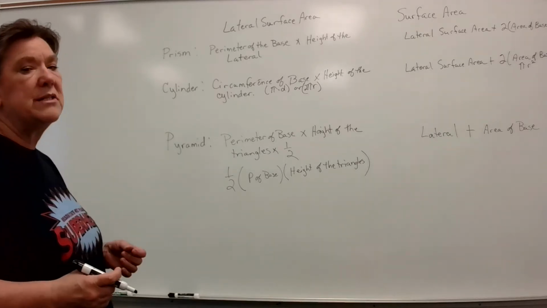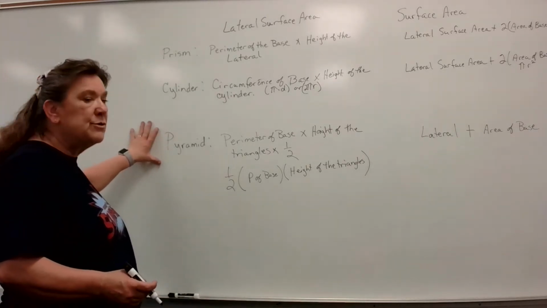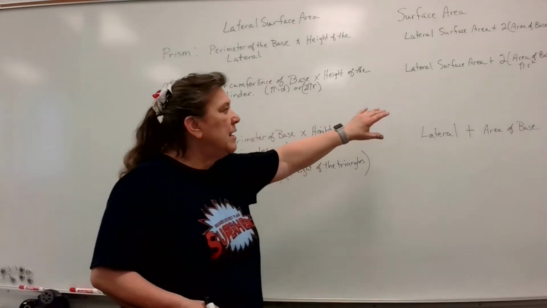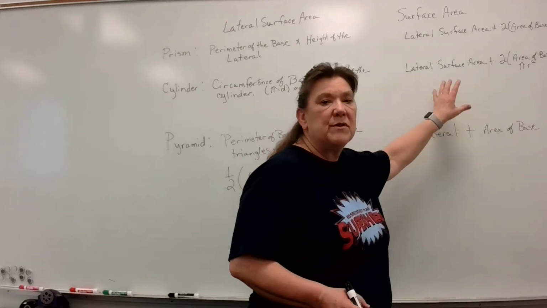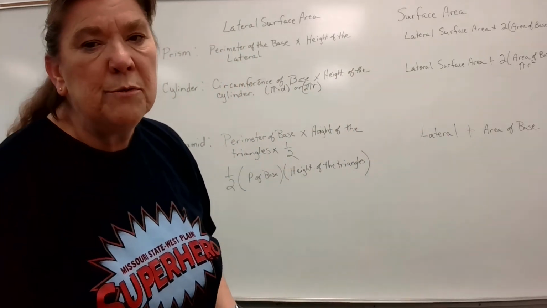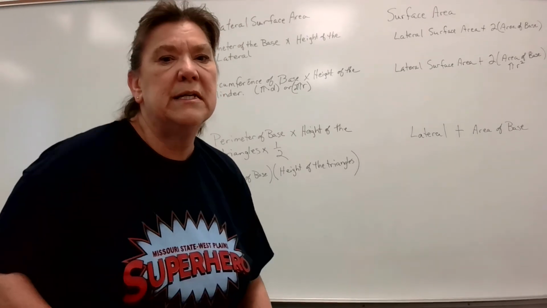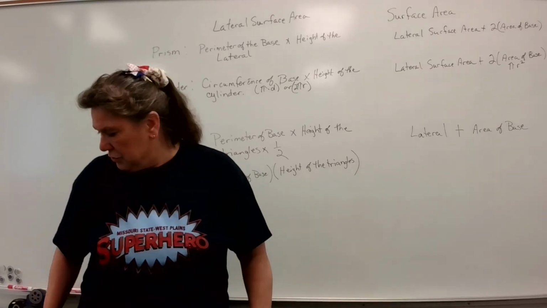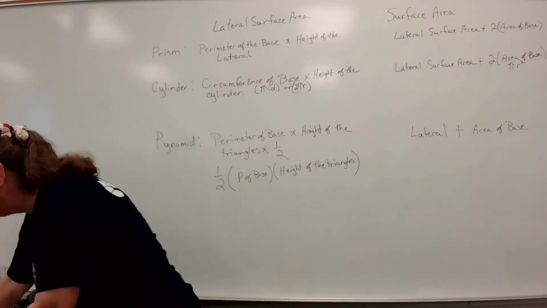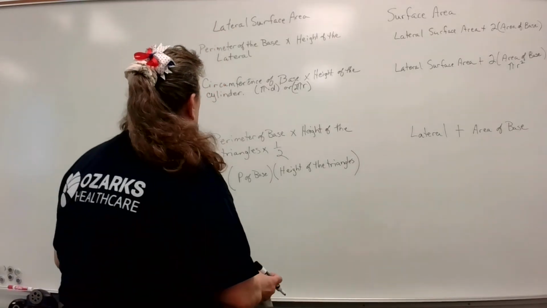Hopefully it won't be quite so hard for you from here on out as you look at the lateral surface area being the perimeter times the height, and then you add the areas of the bases onto it. And hopefully that will make it a little easier for you, so it makes a little more sense, okay? There's another thing we can do. We can look at complex shapes, okay?